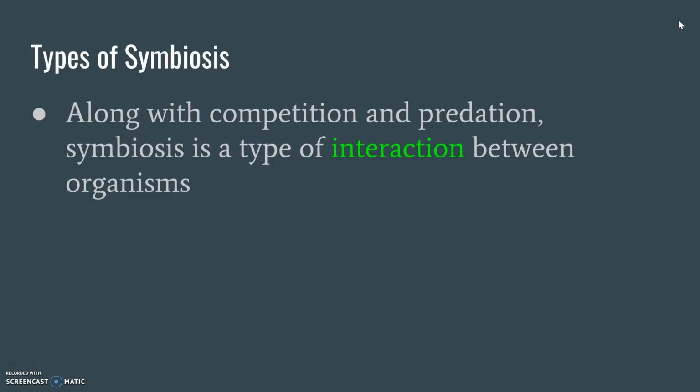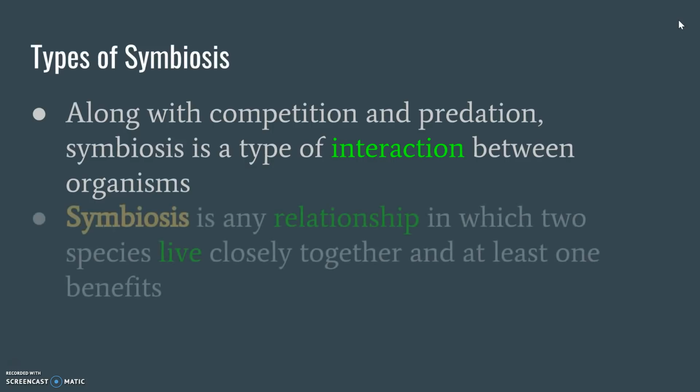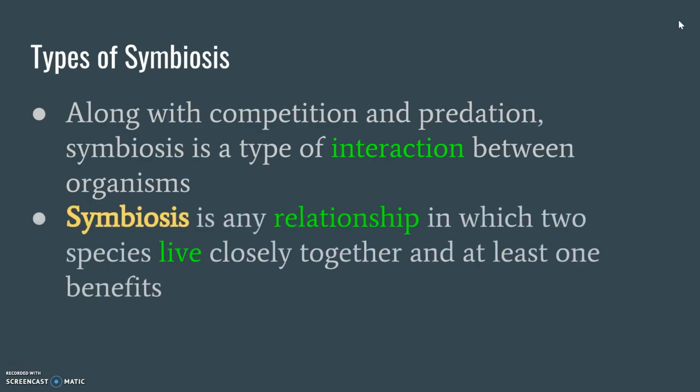Predation, remember, that is predator-prey. That's like a lion hunting a zebra. There's all kinds of predator-prey. Insects are actually predators because they prey on leaves or other insects sometimes. But symbiosis is what we're going to talk about today.